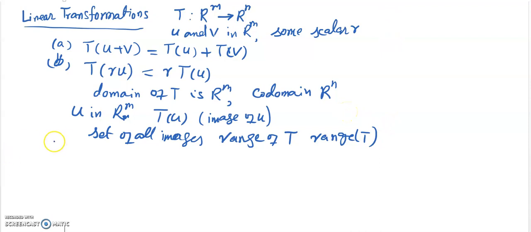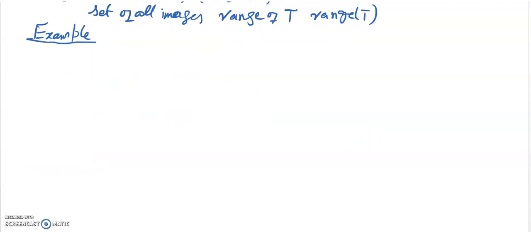So let's see some examples so that the concept will be more clear. Generally we define the transformation as a product of two vectors or matrices. For example, if we define the linear transformation as T of x equals Ax, where A is a matrix and x is some vector.